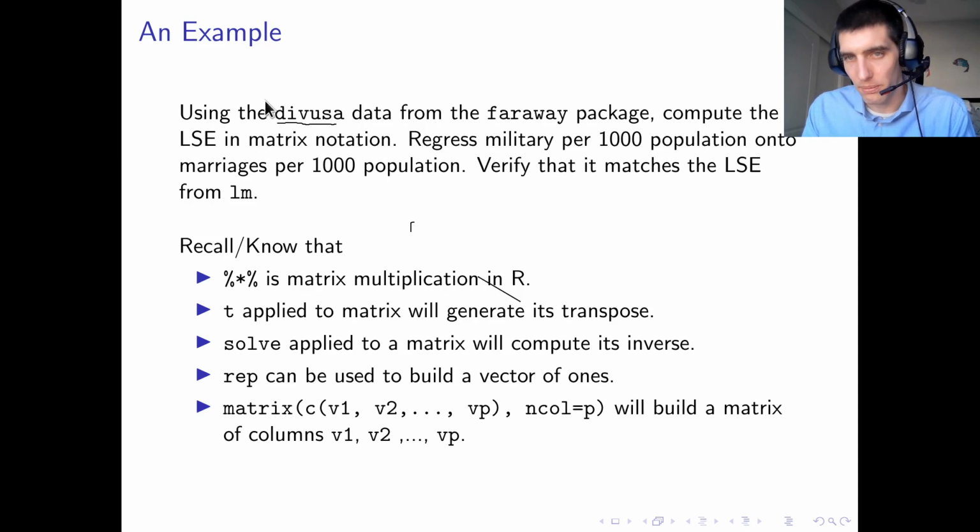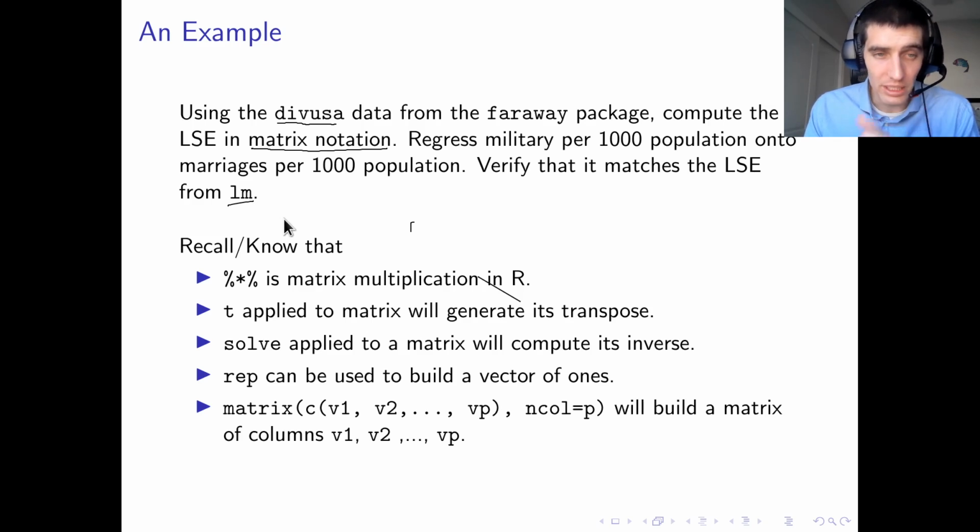So we're going to perform this regression. We're going to regress this Y, folks in the military per 1,000 population, onto how many marriages there are per 1,000 population. We're going to verify that this least squares estimator matches the one from lm. So we're going to compute it using matrix notation and verify that it matches what's done in lm.